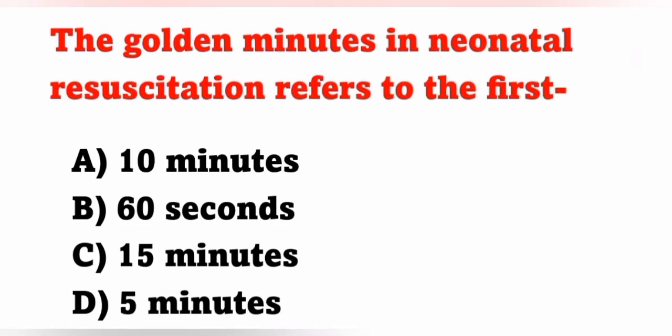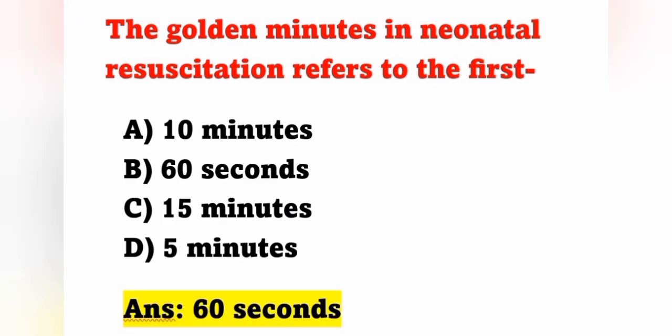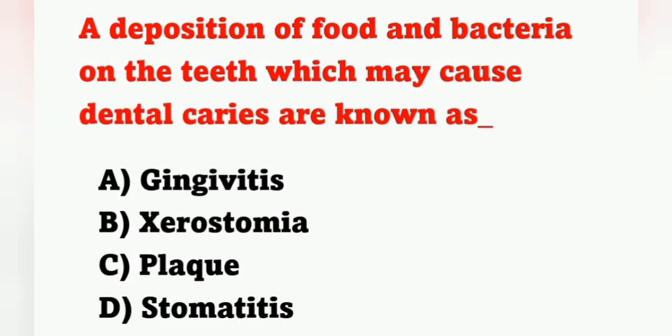And the next question, the golden minutes in neonatal resuscitation refers to the first. Option A 10 minutes, option B first 60 seconds, option C first 15 minutes, option D first 5 minutes. And the correct answer is first 60 seconds, or first 1 minute. So immediately we have to do the necessary things within 1 minute. That is the golden minute of neonatal resuscitation.